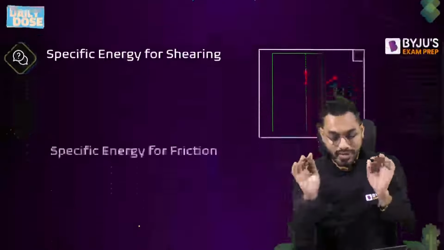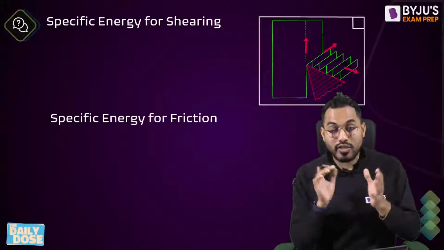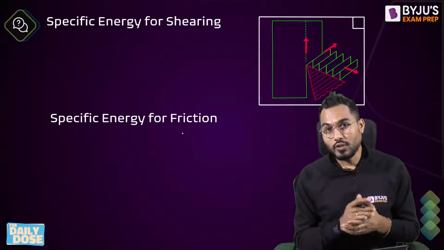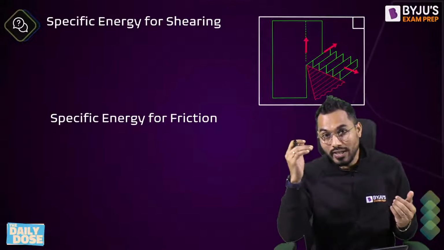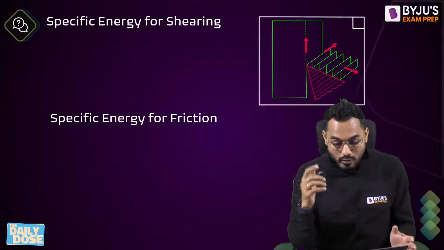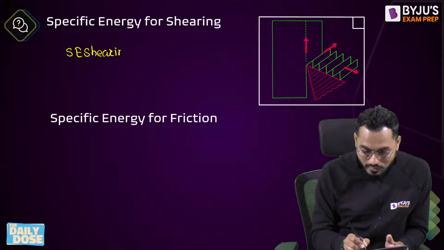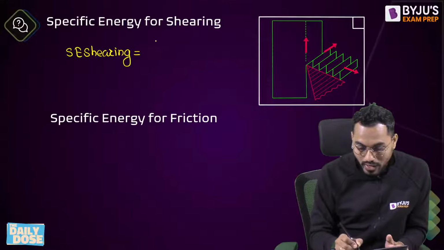Now sometimes I can ask you something simple: the specific energy of shearing, or the specific energy of friction. So you should be able to calculate that. Instead of total energy, we have to write the specific energy of shearing. That is exactly equal to shearing power divided by material removal rate.